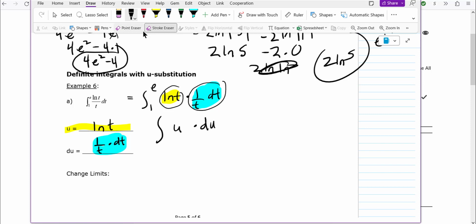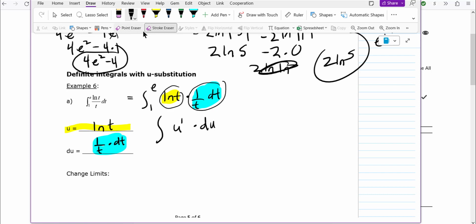du. Okay, it's a straight substitution. And then, can you do the antiderivative of u in your head? Yes, what is it? U squared over 2, right? Okay, u squared over 2. Now, here's what's different about the problem.